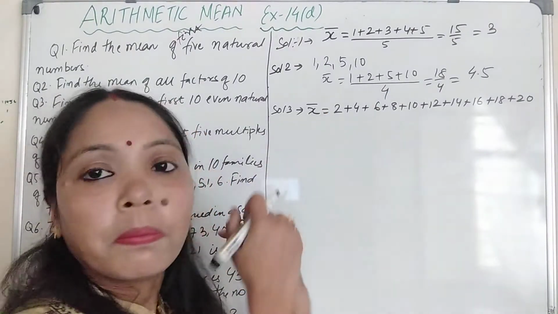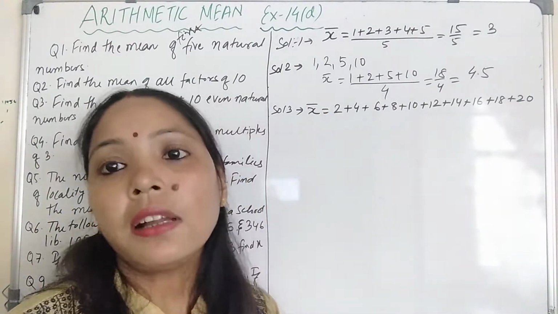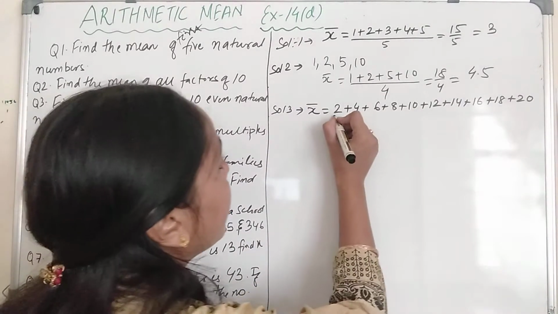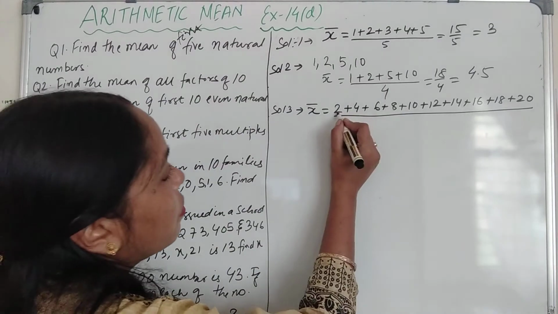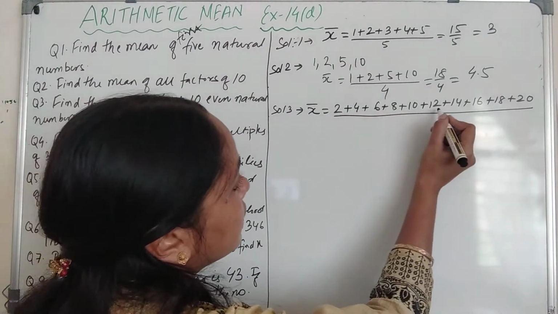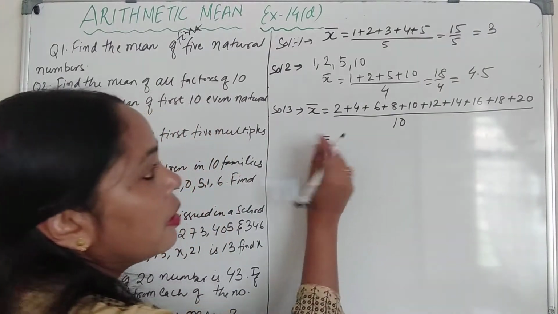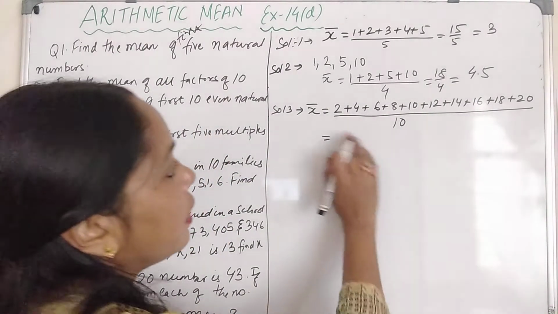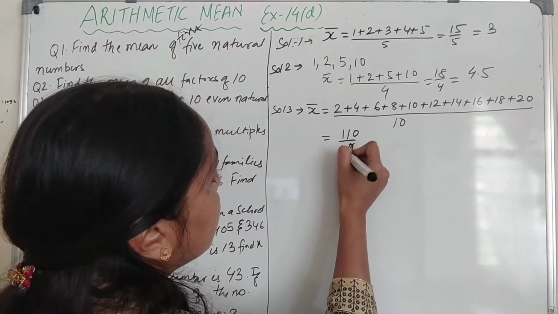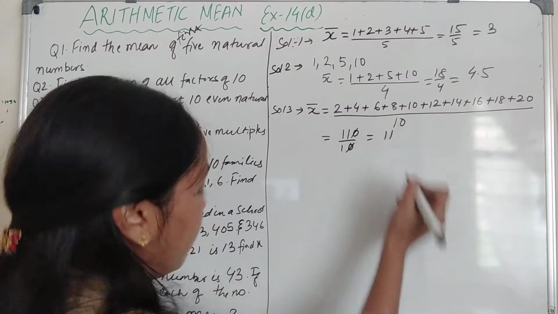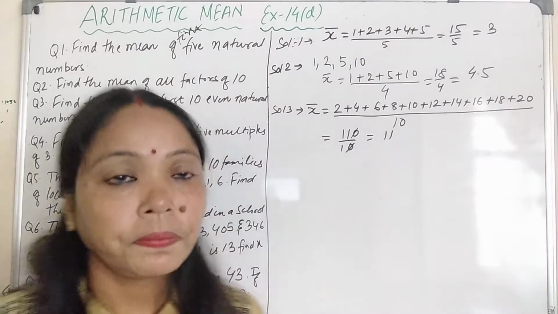And I have used the plus sign everywhere here because it is the sum of all the observations, divided by how many observations? This is 10. Let's count: 1, 2, 3, 4, 5, 6, 7, 8, 9, 10. 10. Now you have to add all this. If you add all this, we will get 110. This is 10. 0, 0 get cancelled. 11 will be the answer of this question number 3.